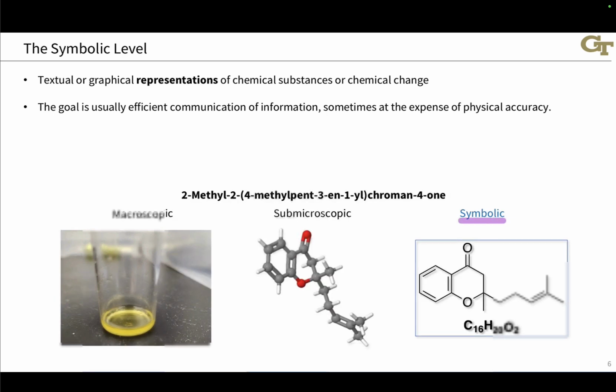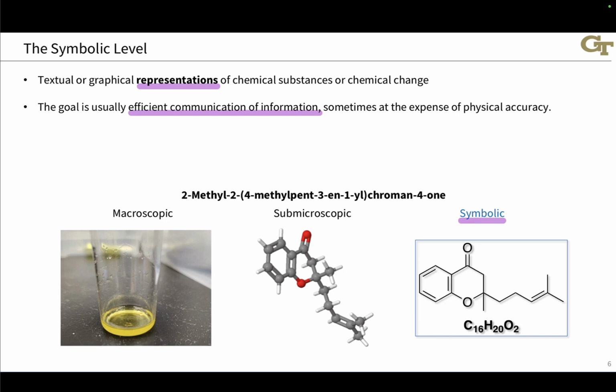The last level or domain of thinking in chemistry is the symbolic level, and this word representation is really key to the symbolic level. The symbolic way of thinking when it comes to chemistry is all about representing either the macroscopic or submicroscopic domain using a human-friendly representation, is often the term I use. The goal is often to communicate information with other human beings efficiently and effectively, and sometimes this comes at the expense of physical accuracy or relies on conventions that the community of chemists understands to be the way we talk to each other.